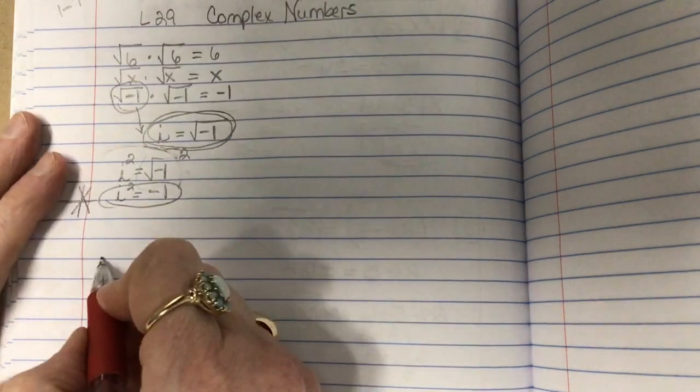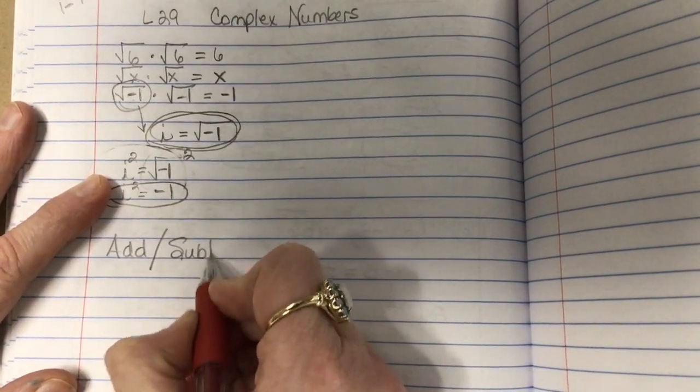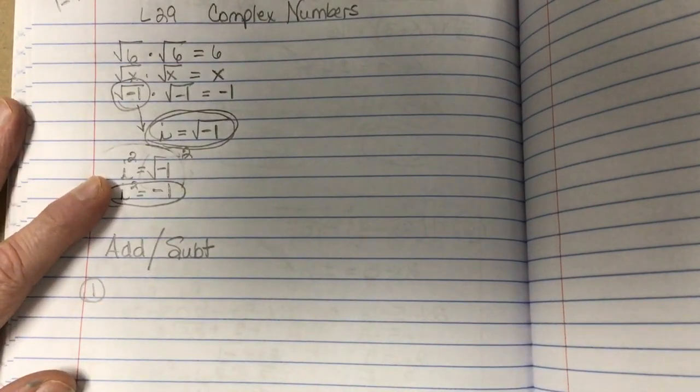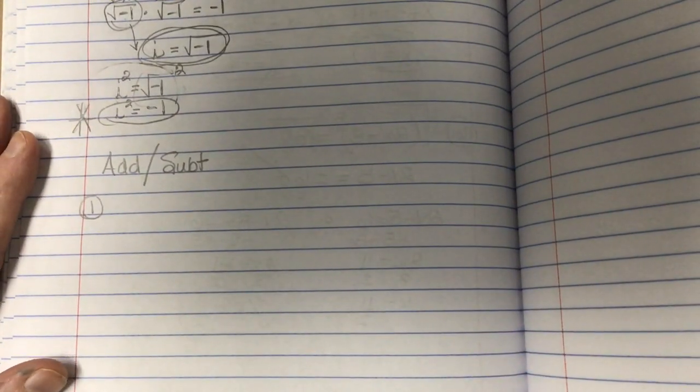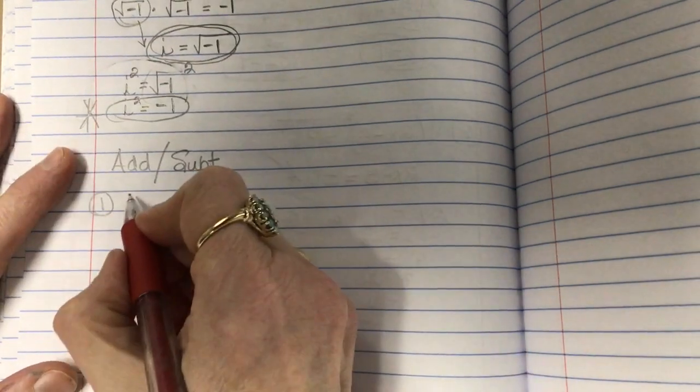Let's try some. Let's add and subtract them. I dare say if I'd have given you this problem first, if I even talked about it, I think you would have said, oh, i is a variable and I'm going to work it. Let's do 5 plus 2i.